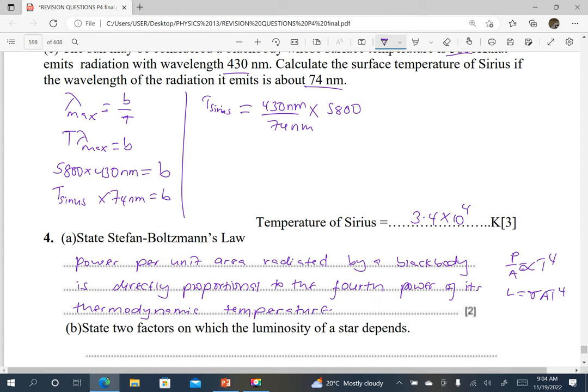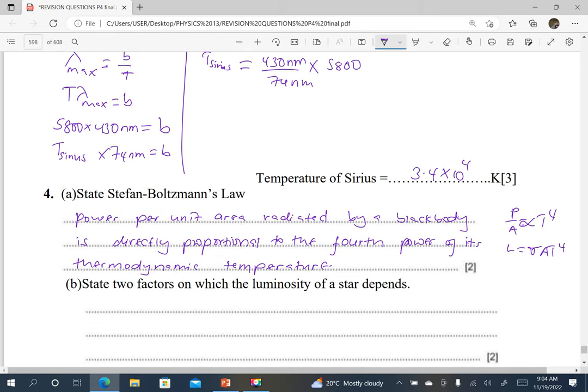The power radiated by the body is the luminosity. So luminosity is going to be a constant times area times T power 4. Remove the proportionality sign. And the area is 4 pi r squared, where r is the radius. Sigma is going to be called Stefan-Boltzmann's constant.